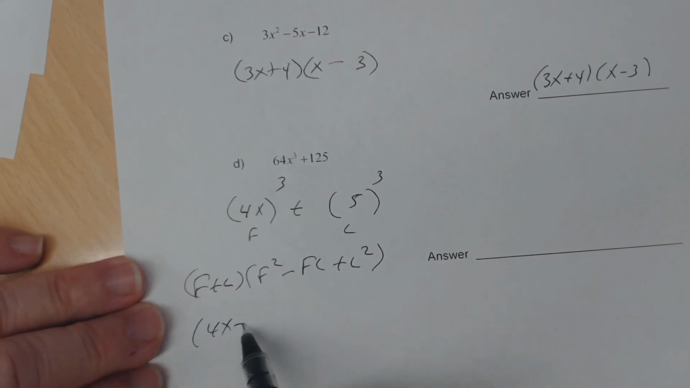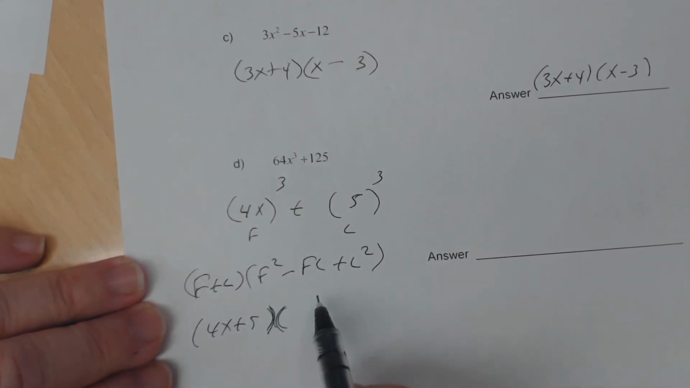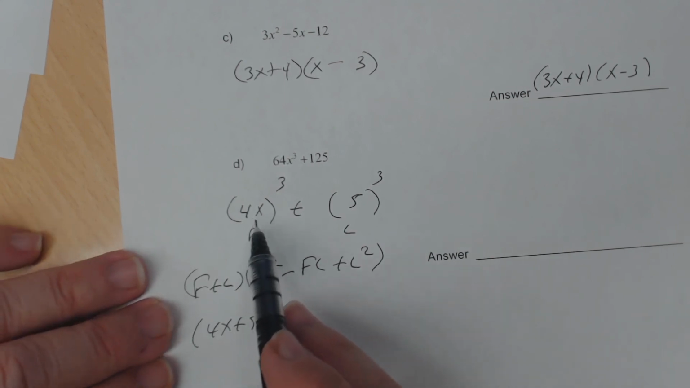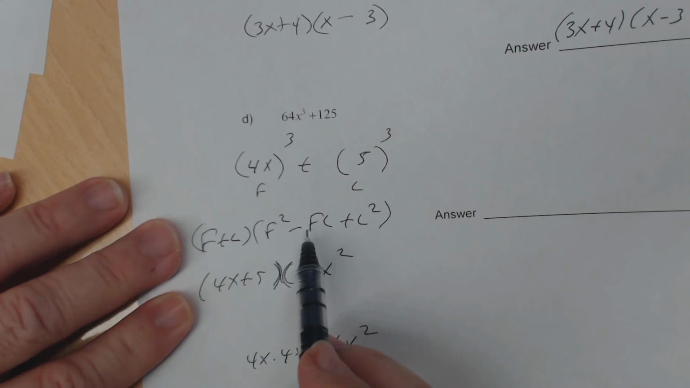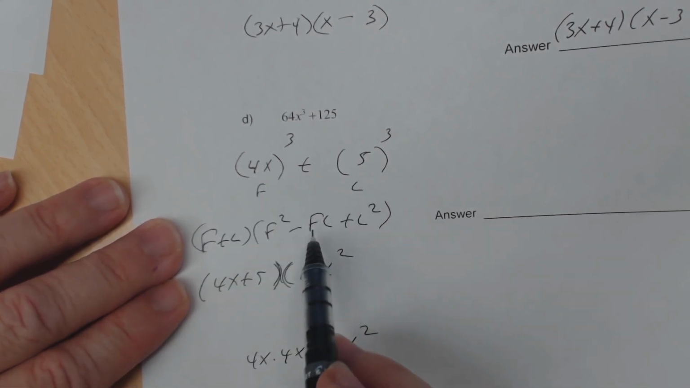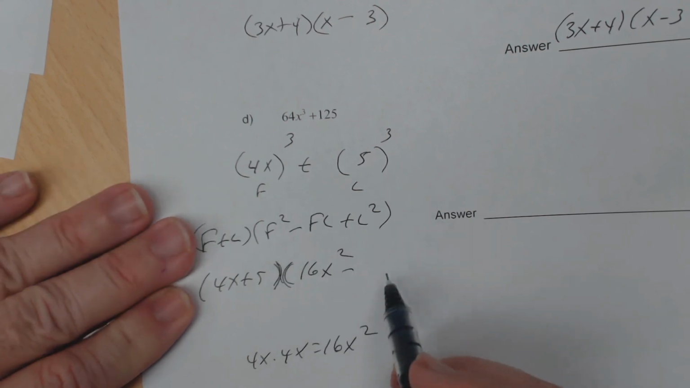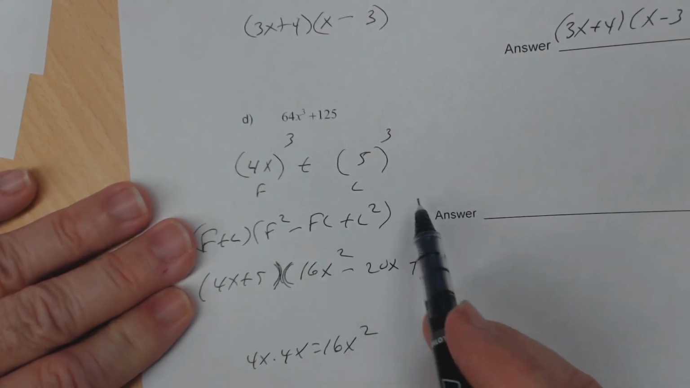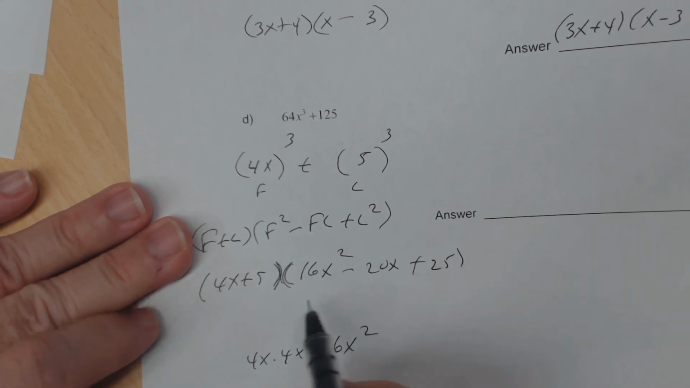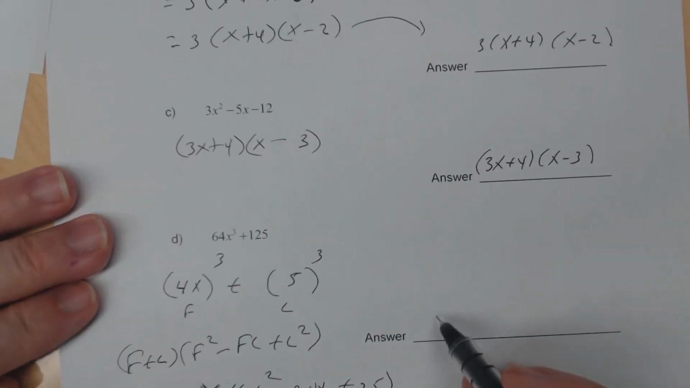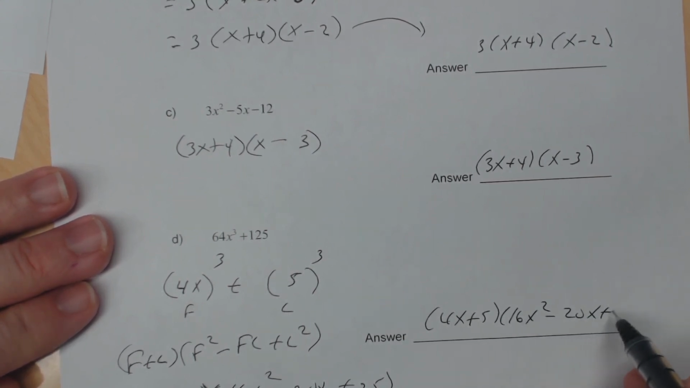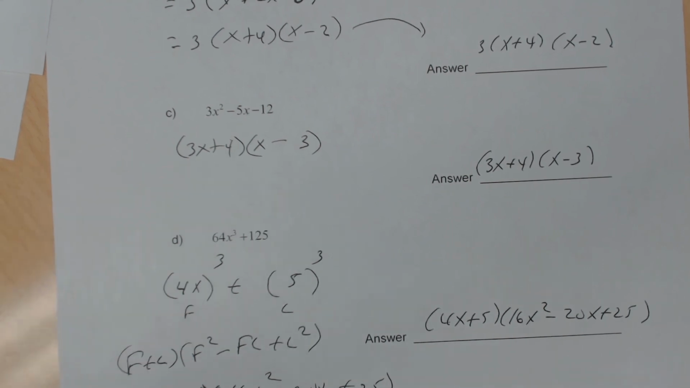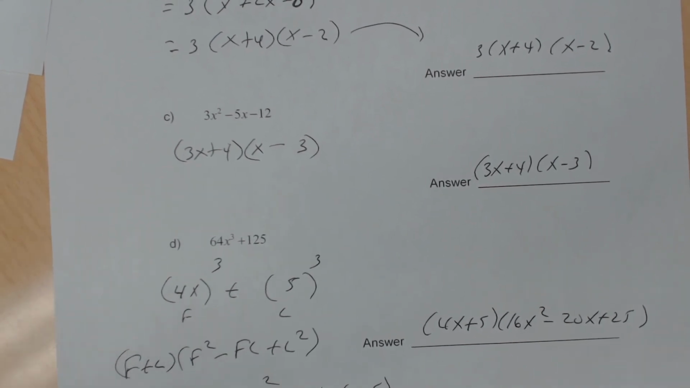So that's going to be 4x plus 5 times, okay, now F squared. So 4x times 4x is 16x squared. So that goes here. And then it says I take the 4x, I take the 5 and multiply them together. So it'll be minus 20x. And then L squared means 5 times 5, so that's 25. And so there's your answer. So you get 4x plus 5 times 16x squared minus 20x plus 25. Okay, so that takes care of the key to test 4.